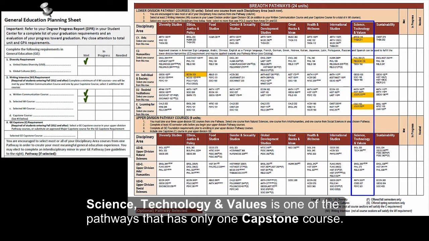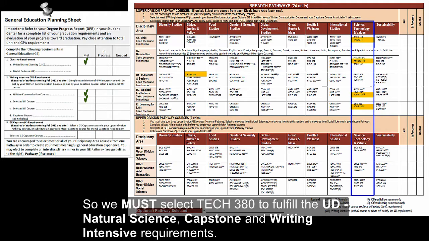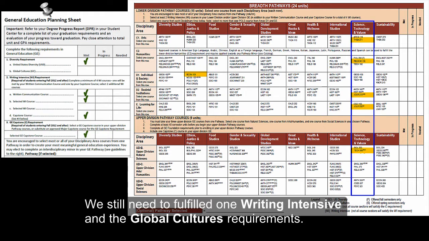Science, Technology, and Values is one of the pathways that has only one capstone course. So we must select Technology 380 to fulfill the upper division natural science, capstone, and writing-intensive requirements. We still need to fulfill one writing-intensive and the global cultures requirements.